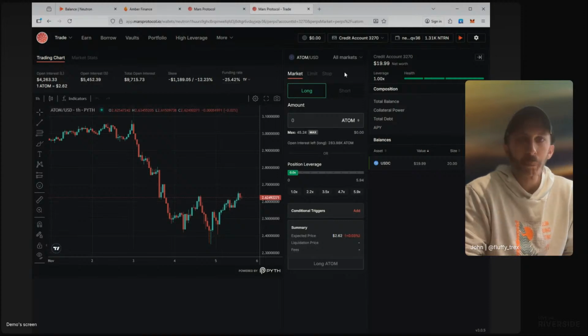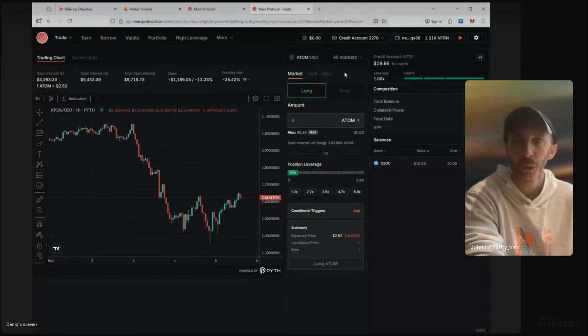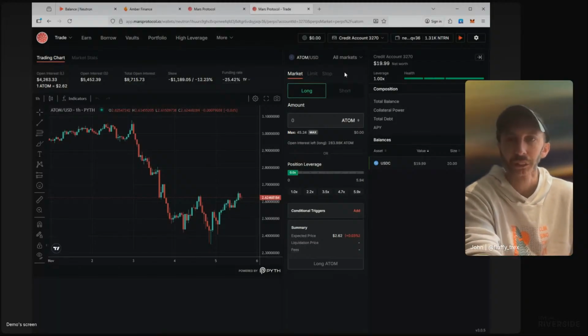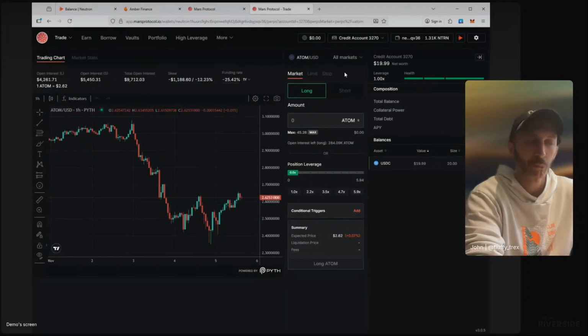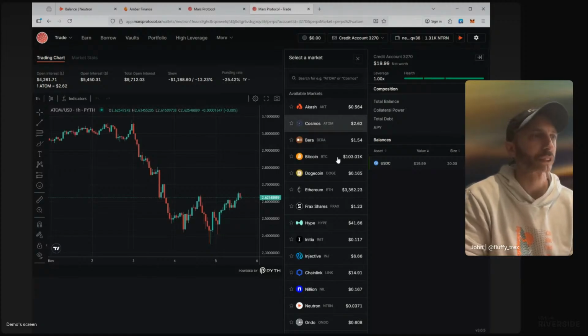Oftentimes in perp markets, you have changes fluctuating every 4 hours. Like on KuCoin, there's a 4-hour funding rate. In one 4-hour segment, you might be shorts paying longs. The next is completely reversed. And so that's why having things like a bot network makes it easier to manage and much more efficient.